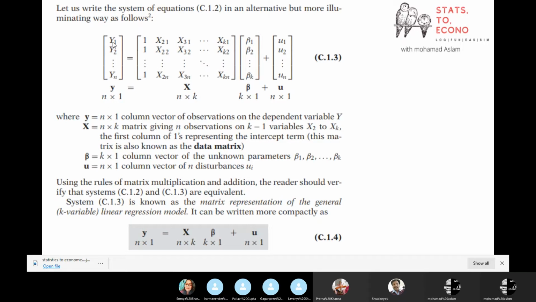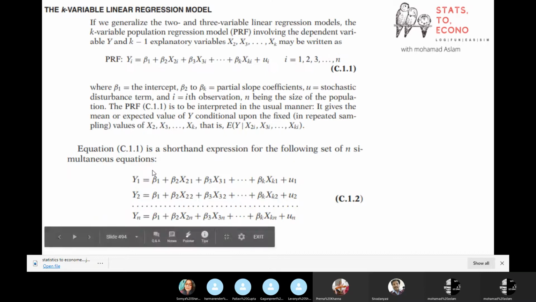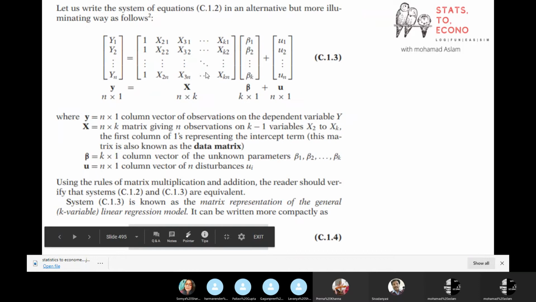Now, these are the dimensions. In this first matrix, that is Y, our dependent variable, n number of rows and one column. For the X matrix, n number of rows and k number of columns. For the beta matrix, k number of rows but only one column. And for the residual term, n number of rows but only one column. So this dimension depends upon how much sample size you have. That will decide these dimensions.